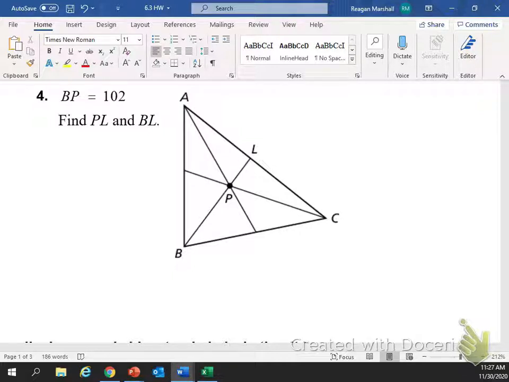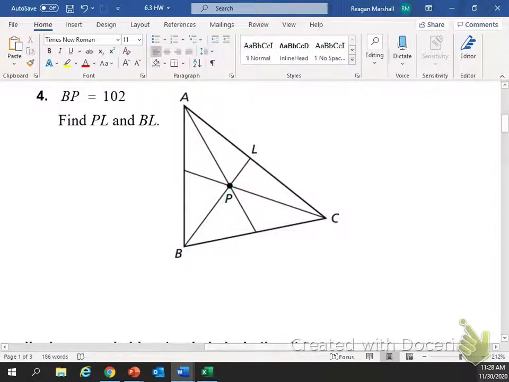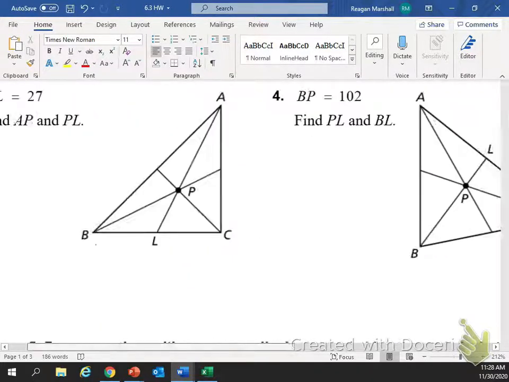Am I given the 1/3 or the 2/3? The 2/3. So how do I find the 1/3? Divide by 2, which means PL is 51. And then how do I find BL? Add them together. You're 153. Let's see if there's anything else.